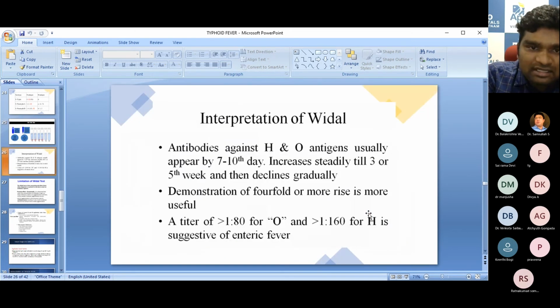An important thing here is that a titer of 1 by 80 for O antigen, and more than 1 by 160 for H antigen, suggests enteric fever. Antibodies against H and O antigens usually appear in 7 to 10 days, so that's why we don't do the Widal test during the first week. It increases steadily up to the 3rd to 5th week and then declines gradually. Demonstration of a fourfold rise is useful in the interpretation of the Widal test.